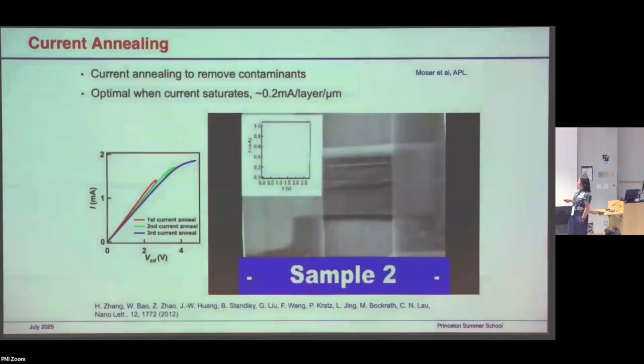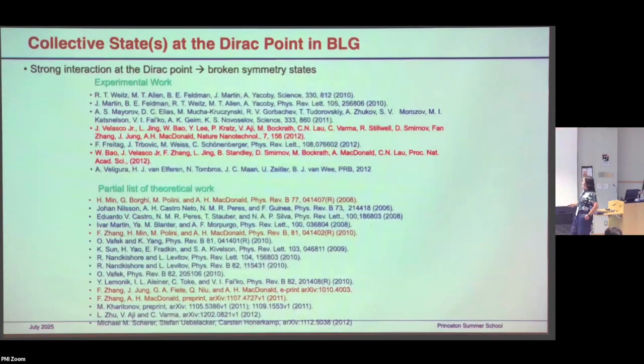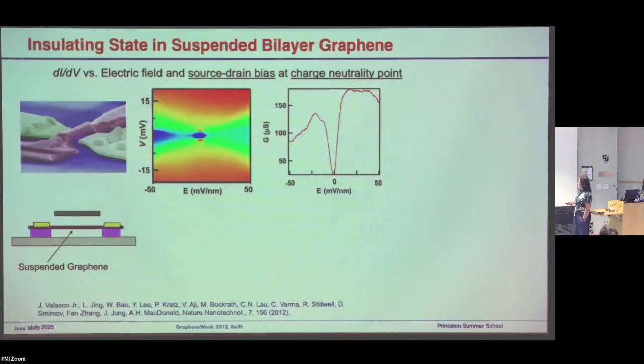Okay, so that's a lot of work trying to make these devices. Now let me just say what we see. This is in bilayer graphene, a few layer graphene, at the Dirac point, because the bands are flat, so you have strong interactions. This gives broken symmetry states. We have how much time? 6 minutes. Okay, well, I should stop at 11.